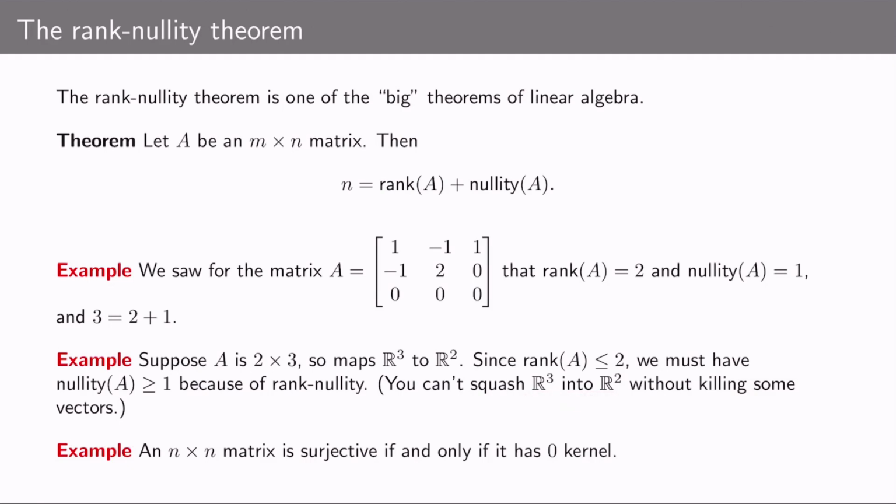Similarly, I have another consequence, which says that if I have an n by n matrix, a square matrix, mapping Rn to Rn, if it has 0 kernel, then its rank must be full, must have rank n. So it's surjective, it covers the whole codomain.